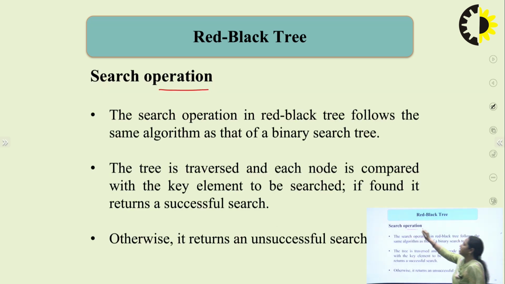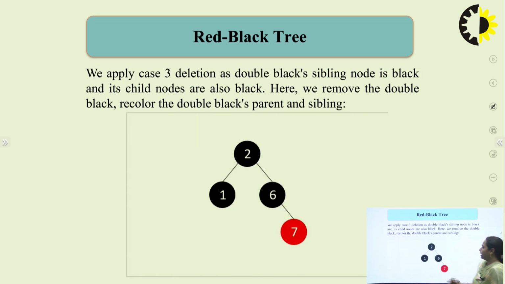Now comes the search operation. How is searching done on the red-black tree? So, the searching operation is performed in a similar way as we perform in the binary search tree. For example, if I want to search 6, so in BST, what will we apply? We will compare with the root node. 6 is greater than 2. We will go to the right subtree. Now the node is 6. 6 is equal to 6.